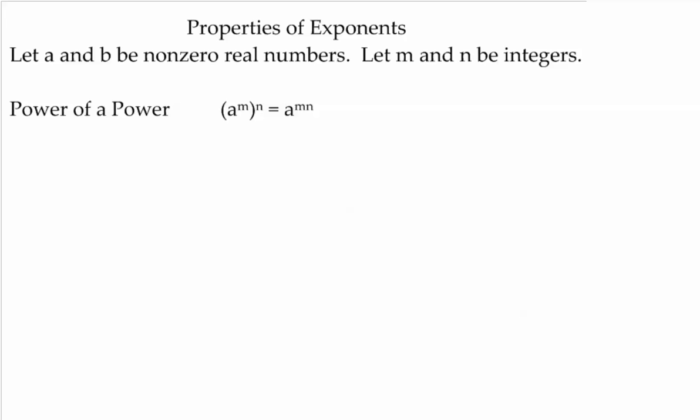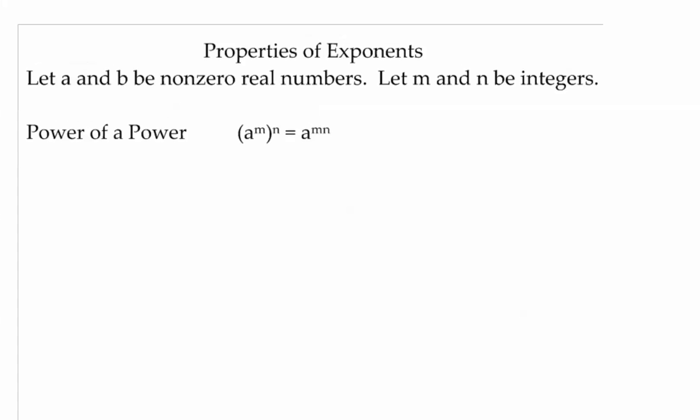The third property is power of a power, which says when we are taking something and raising it to a power, we actually go ahead and multiply the two powers. An example would be a to the third raised to the second. We multiply 3 times 2, we get 6.